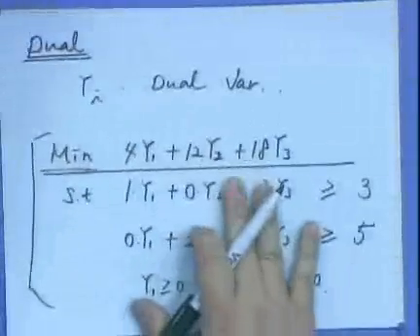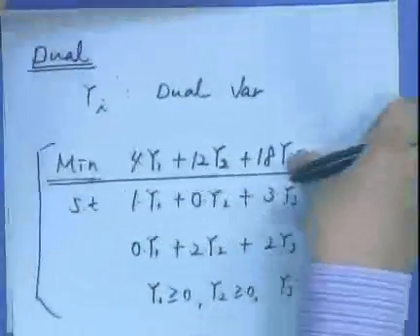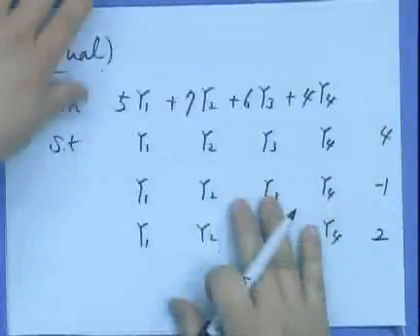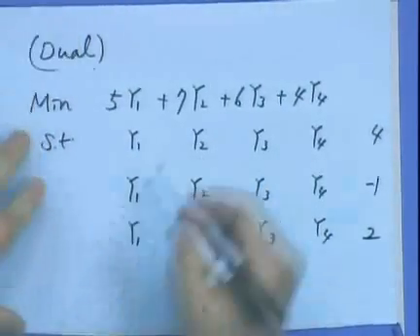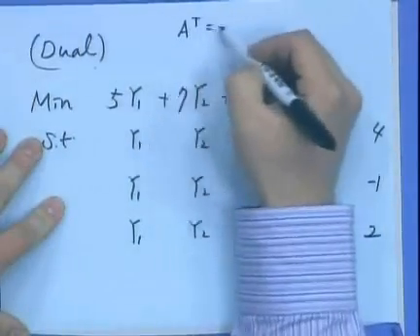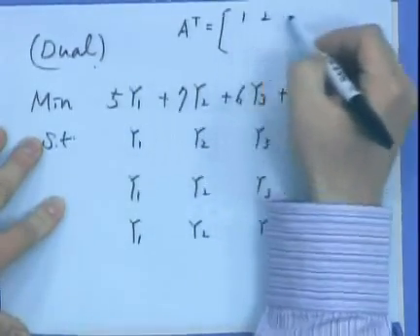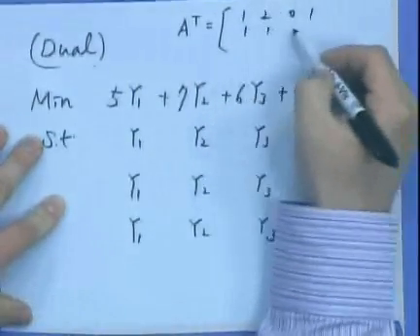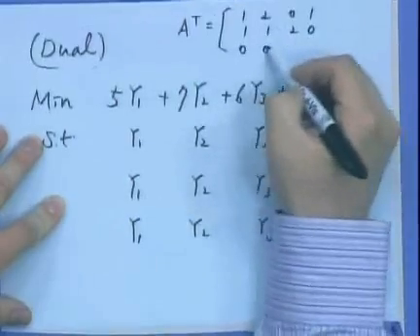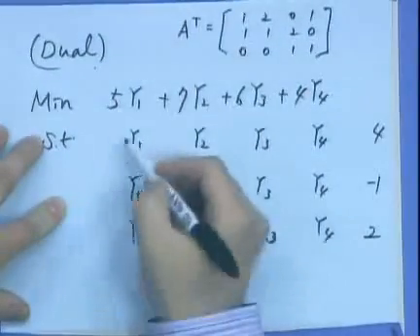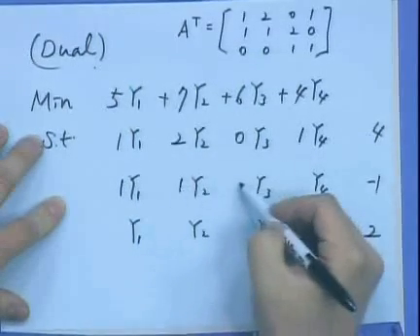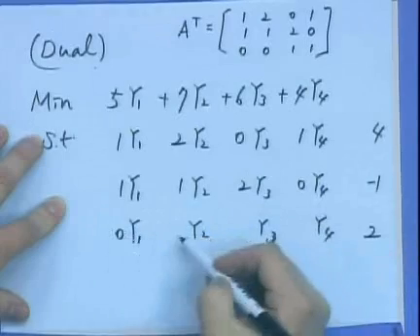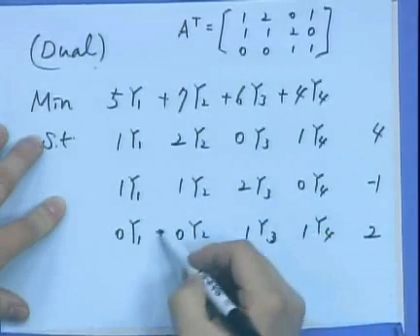So in the dual problem, okay, this is right. The constraint coefficients would be the transpose matrix, which is 1, 2, 0, 1, 1, 1, 2, 0, 0, 0, 1, 1, right?